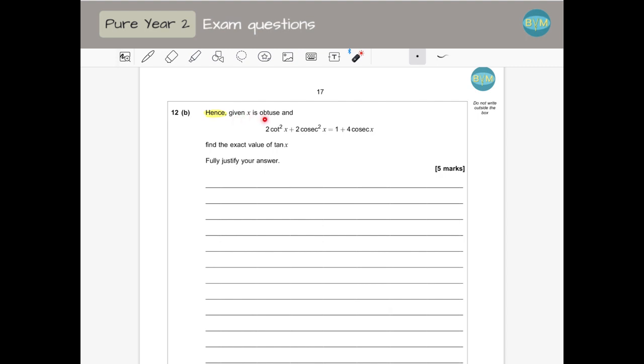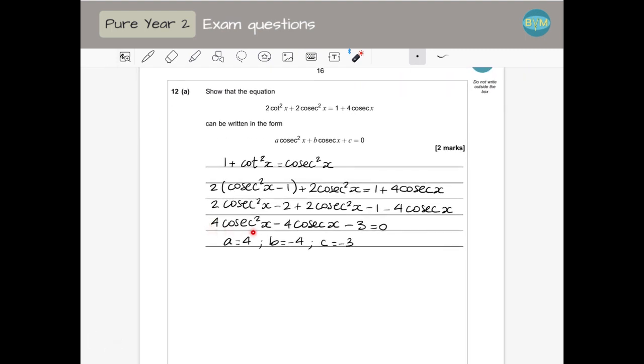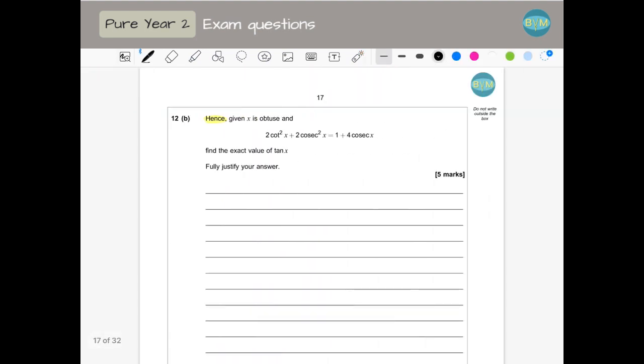Given that x is obtuse, and I will show you later how we use this information, we have to find the exact value of tan x, right? So we have to solve this equation, but instead of solving this equation, we know that that's equivalent to this one. So we are going to solve this one because it's a quadratic in cosec. So that's the one that we are going to solve. We have 4 cosec squared x minus 4 cosec x minus 3 equals 0.